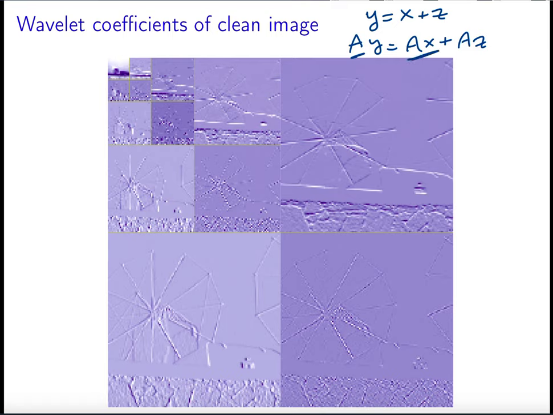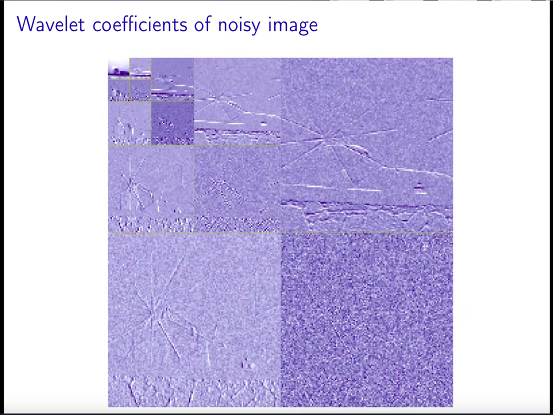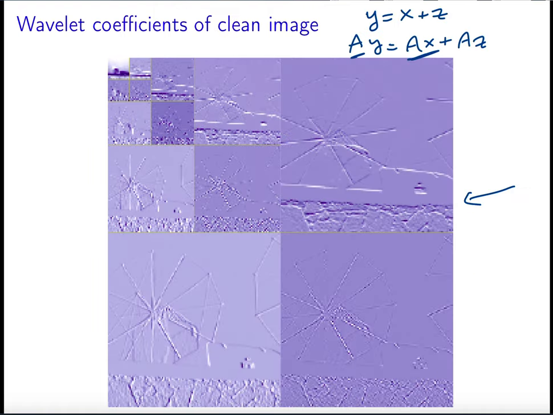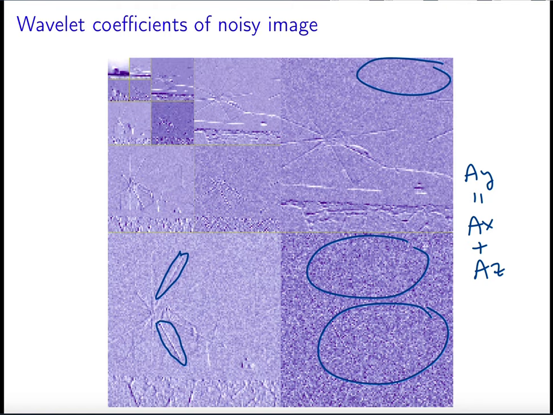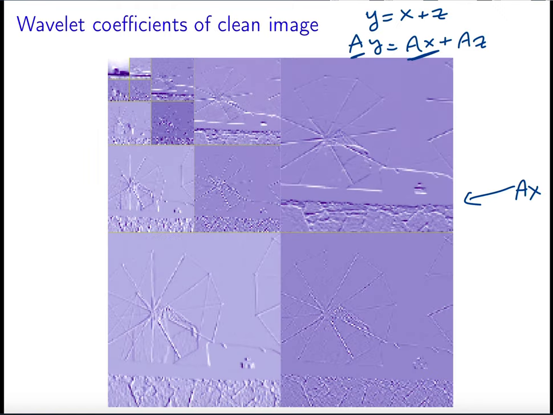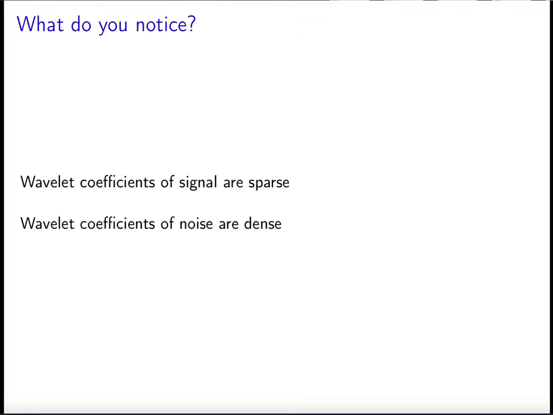And here we see Ay, which is equal to Ax plus Ac. And we already know that Ax looks like this. So we see that Ac is basically spread out all over the place, whereas Ax, we still see the contributions that are very concentrated, pretty sparse. So in general, what we notice is that the wavelet coefficients of the signal are very sparse and concentrated, whereas the wavelet coefficients of the noise are quite dense.